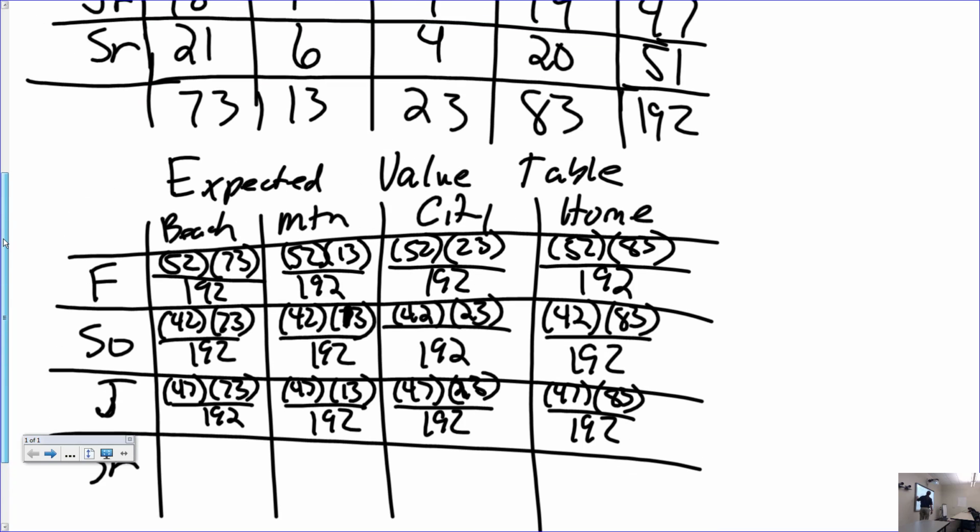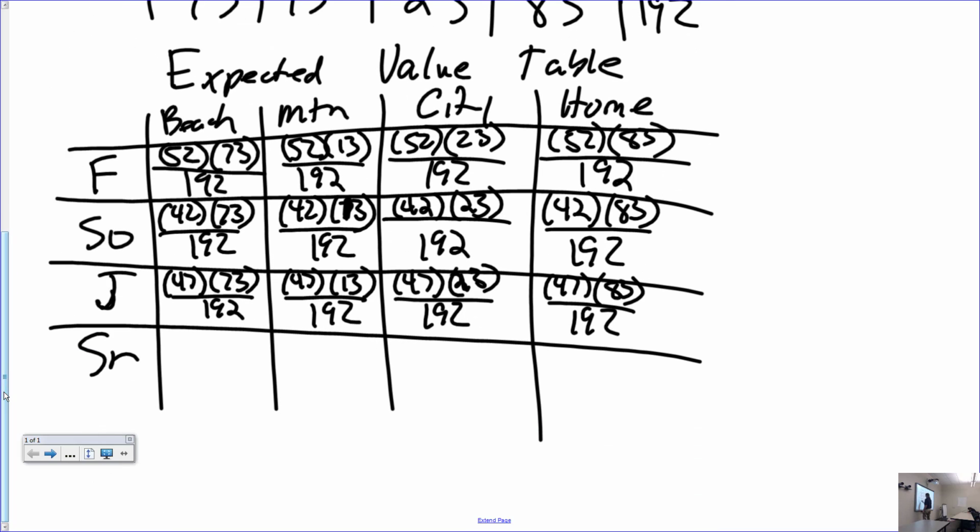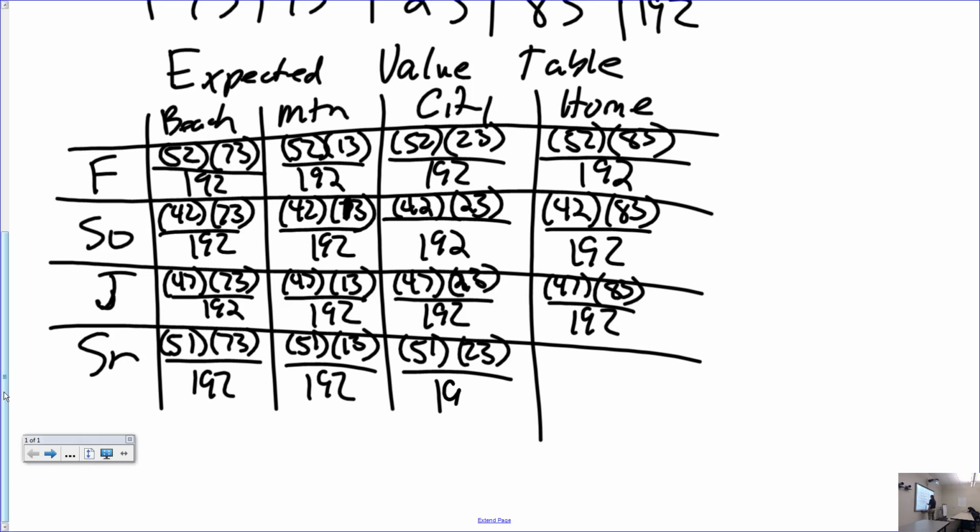And then last but not least, 51. 51 times 73 over 192. 51, 13, 192. 51, 23, 192. 51, 83, 192. And then it just becomes a matter of crank, crank, crank. Can you pop the calculator in for all of those and get some numbers?